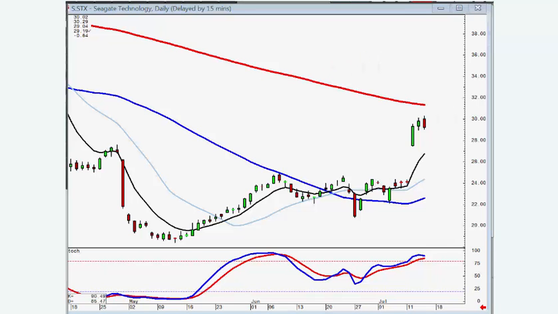Okay, so that's kind of the analysis of the stop losses. That you use a point. I mean, it's just very simple. You use a point.